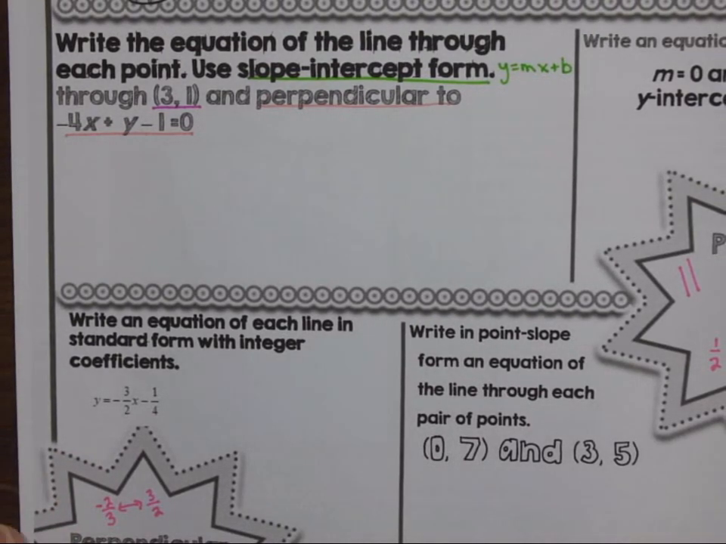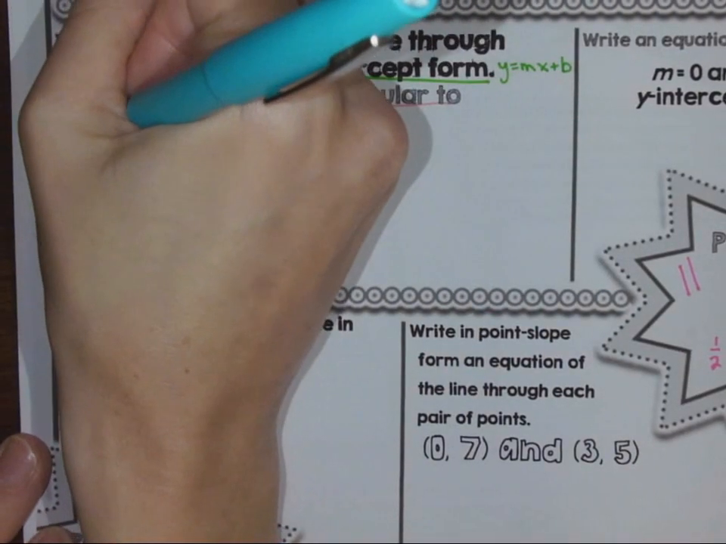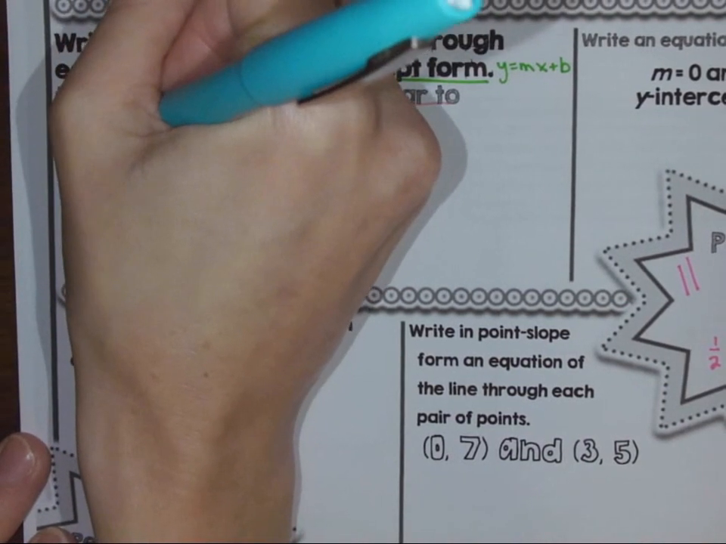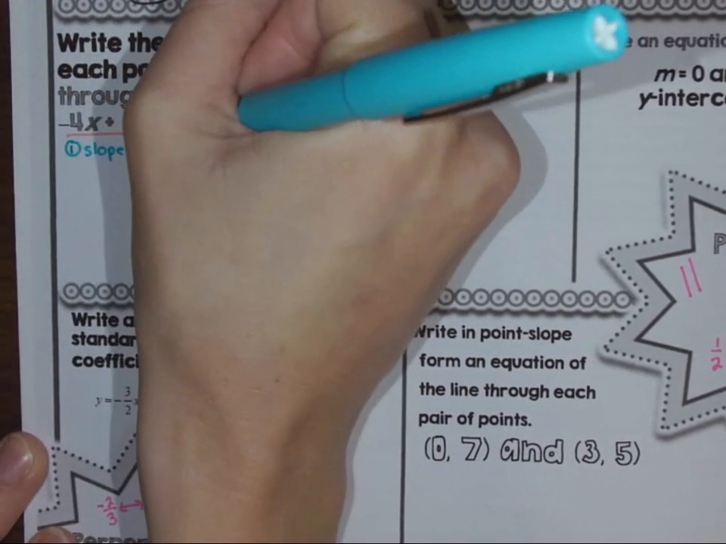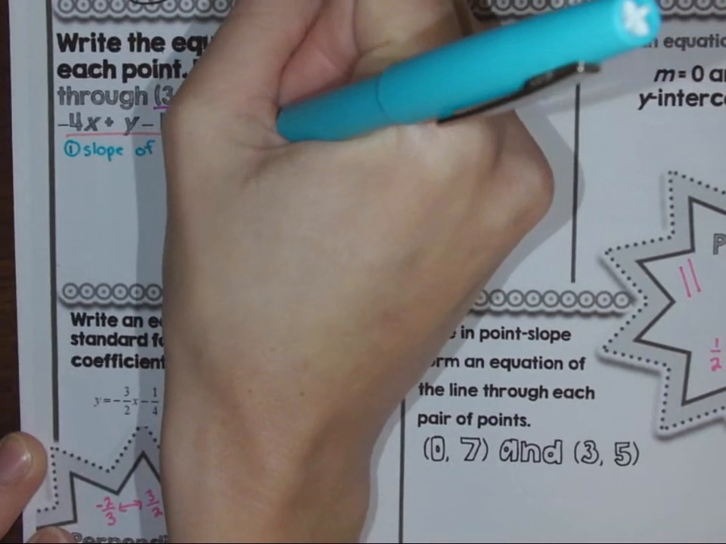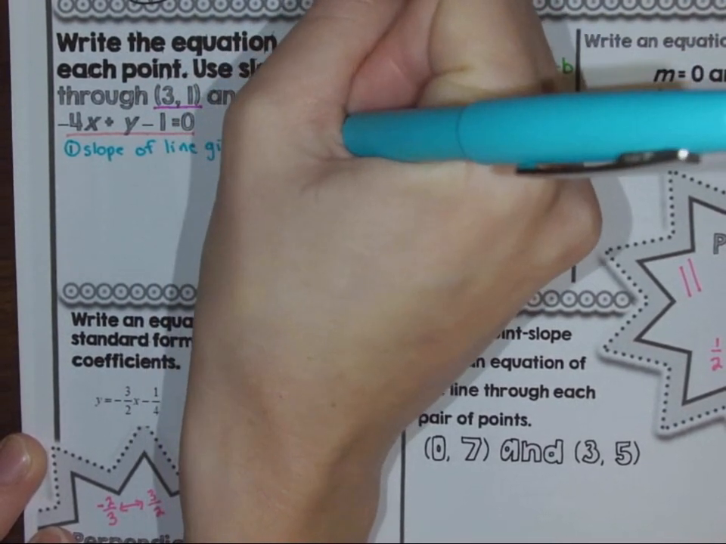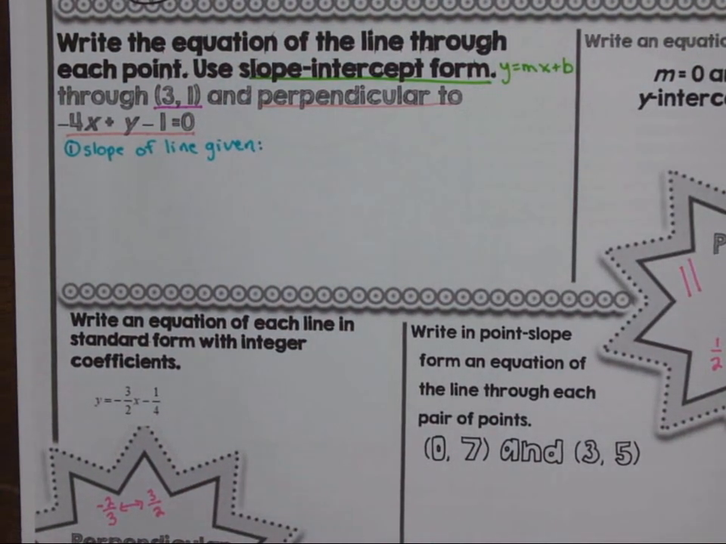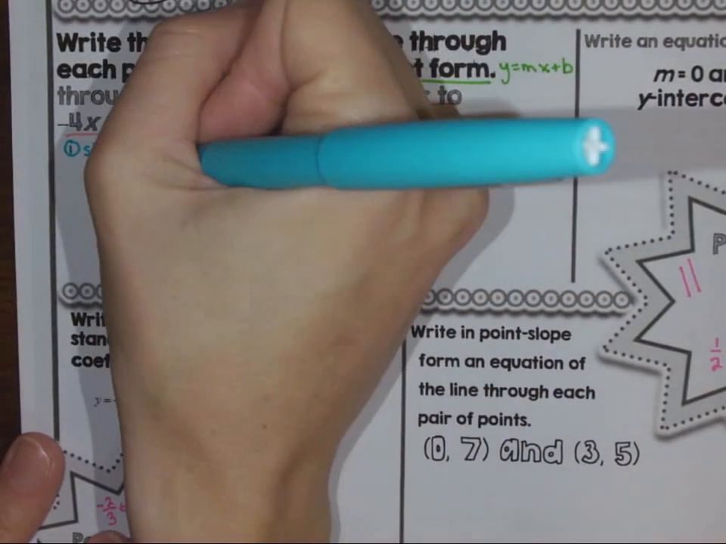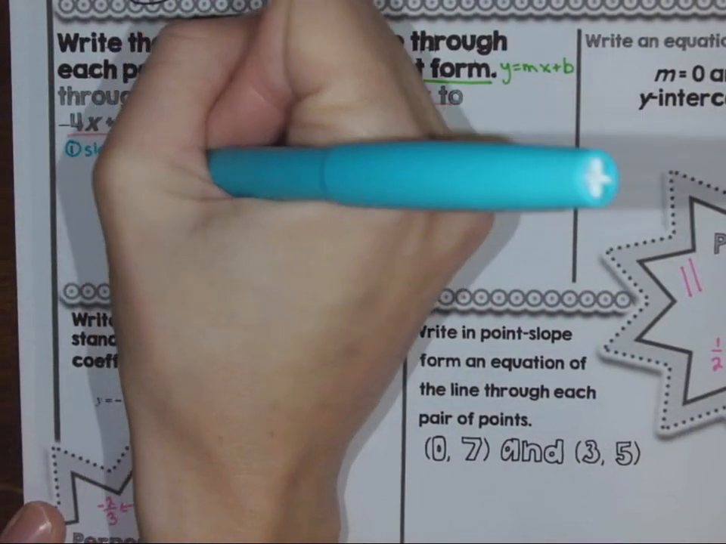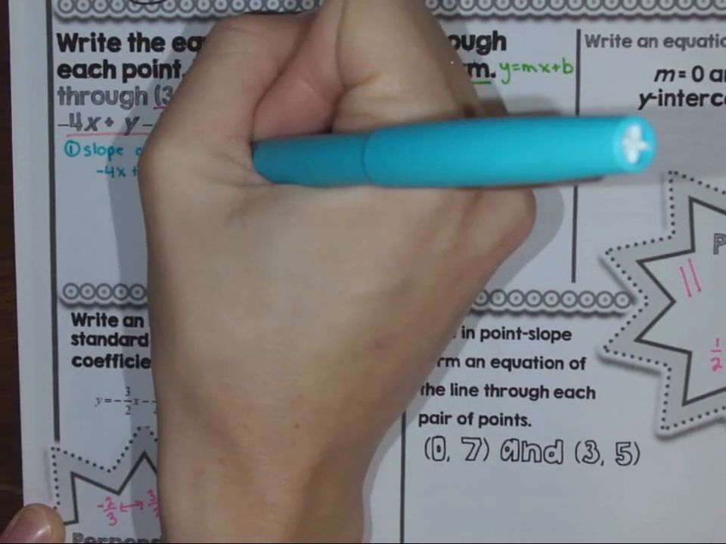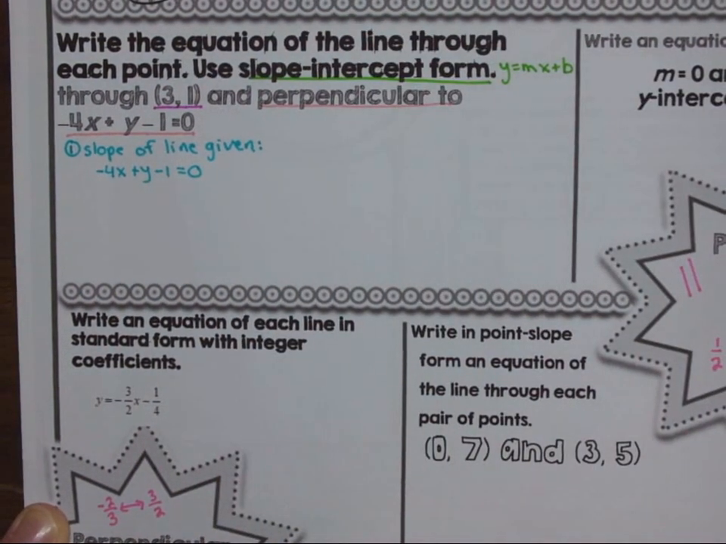So the first thing I'm going to do is note the slope of the line that's given to us. And sometimes it'll be easier to find than others. So we're going to start with -4x plus y minus 1 is equal to 0. And we're looking to find that slope.